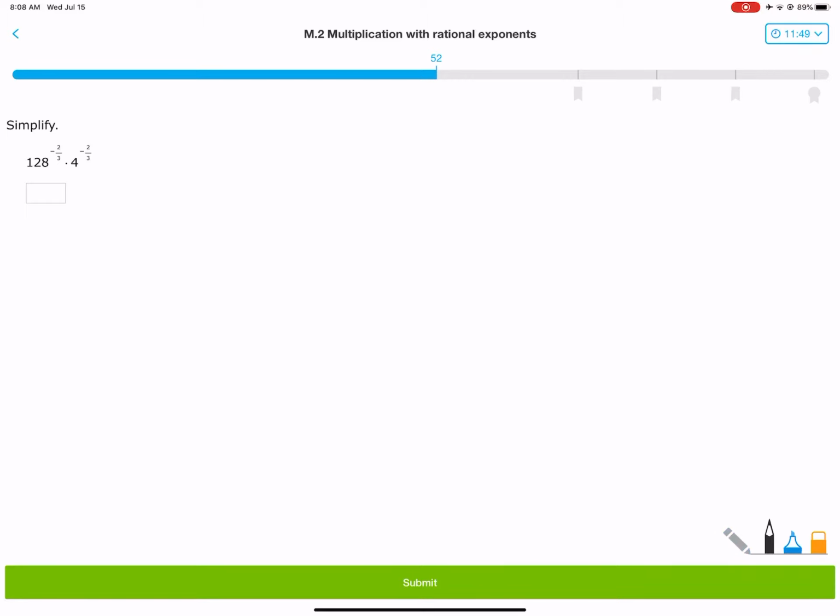The last thing we're going to talk about is negative exponents. Whenever we see a negative exponent, all that means is that we're flipping it. So for this one, 128 times 4 is 512. Oh, sorry. Yep.